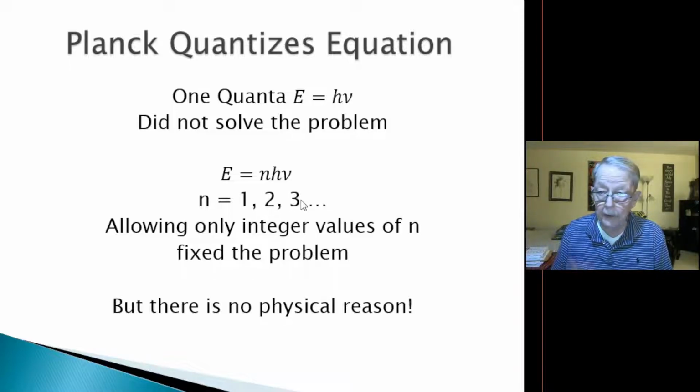Between 2 and 3, another infinite number of levels. He's excluding all the ones in between, and he's only using these. It's like he's sampling and throwing away a whole bunch of energy levels, allowing only integer values of n, and he fixes the problem. The curve now matches the measured values. But there's no physical reason, except the reason he was talking about, where the probability of these large quanta working with a narrow wavelength probably doesn't happen, and he excludes them somehow by doing this.